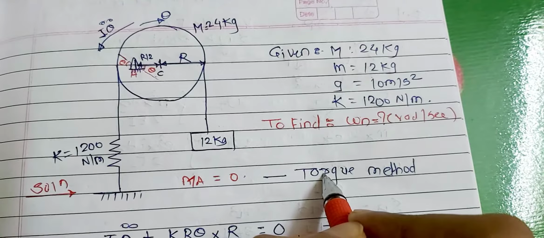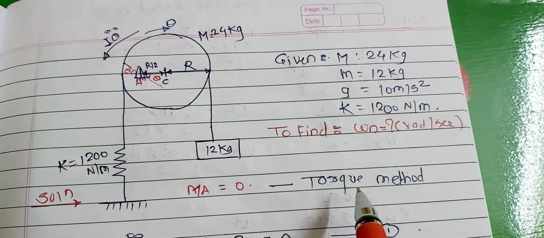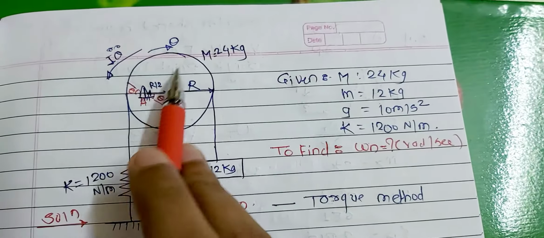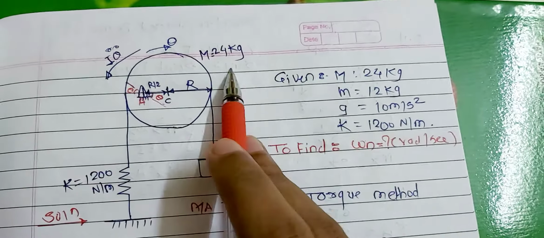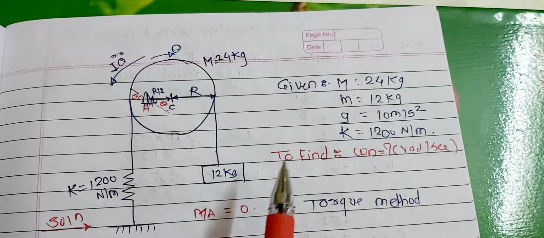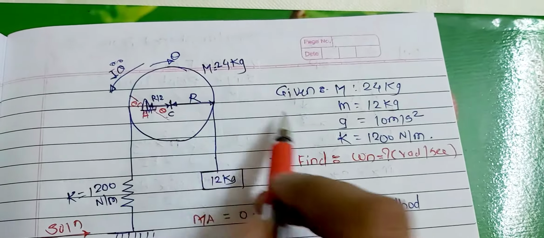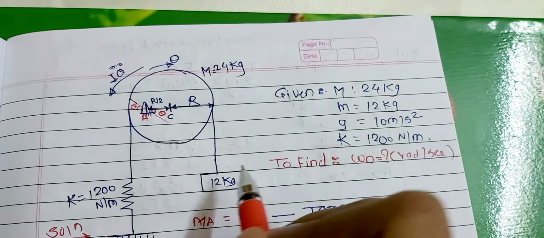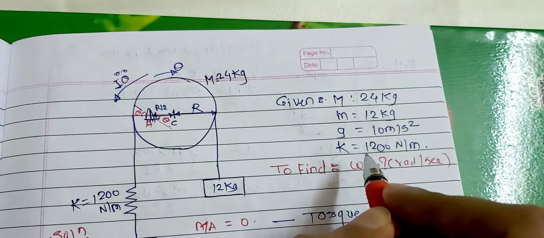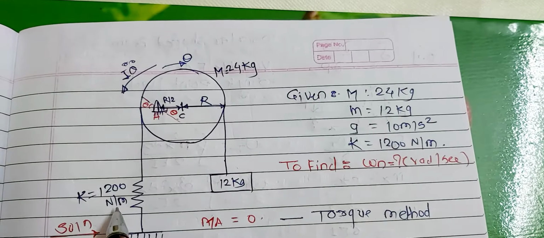Okay, why are we selecting the torque method? Because this will save our time, particularly in the GATE examination. So let's see. The disc is given, and the disc mass is 24 kg. The small mass m attached to this disc is given as 12 kg. The acceleration due to gravity, g, you can directly use as 10 meter per second square. This value is provided. The stiffness of the spring is given as 1200 Newton per meter.